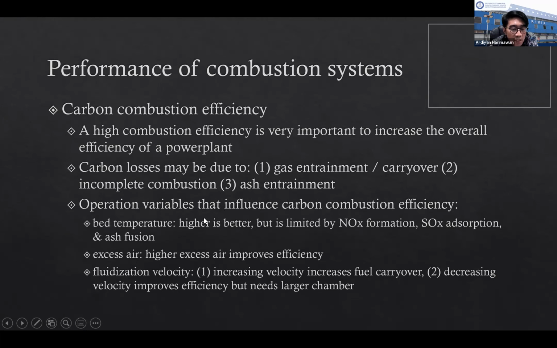Generally, the higher the temperature, the more efficient the combustion will be. However, if you use a very high temperature, there will be formation of NOx, the oxidation of the nitrogen in the air, and also the formation of SOx, and also S fusion.